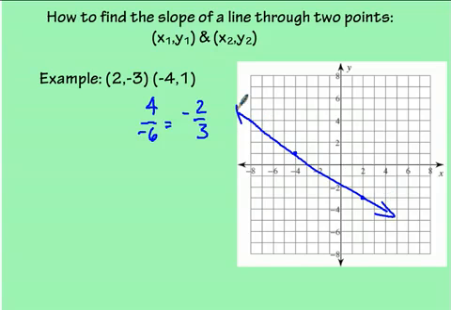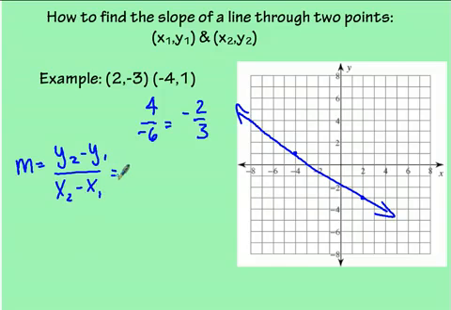But you always want a mathematical way, because what if those points weren't so nice? What if I couldn't plot them? What if they were decimal points? And what we're going to use is the formula m is equal to the difference of the y's over the difference of the x's. And now you could have this as y sub 1 minus y sub 2, but if you do, you must also have x sub 1 minus x sub 2.